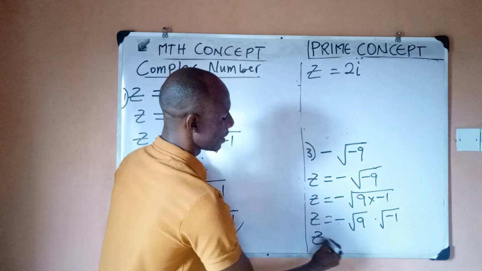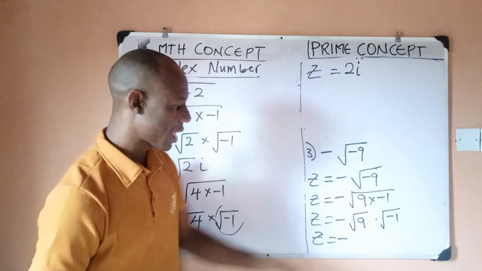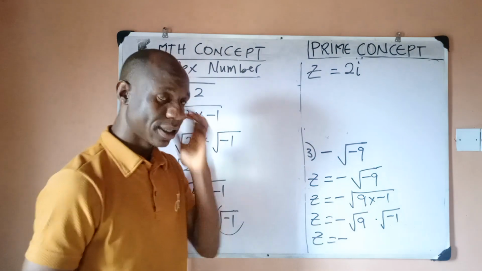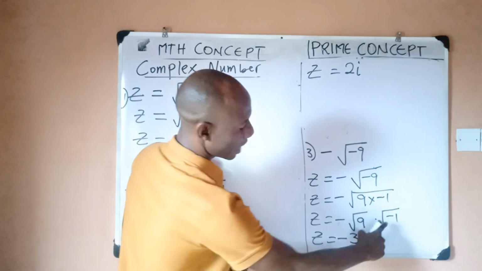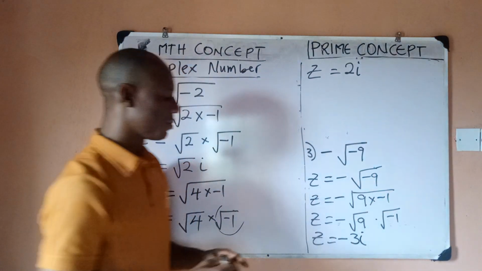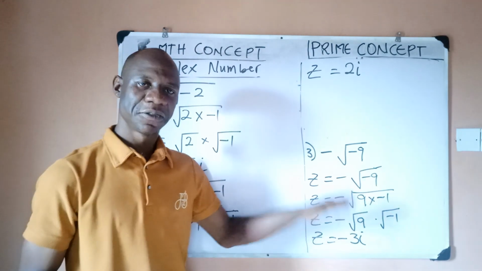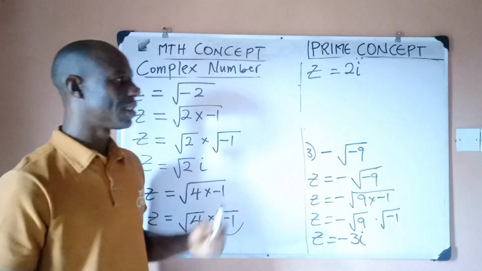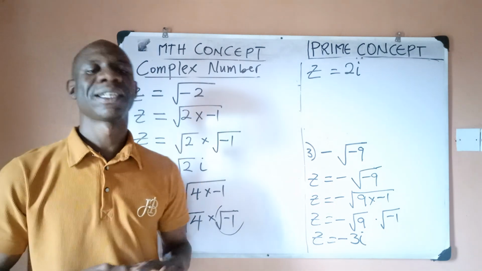So I can then say my z is negative, still outside. And what is the square root of 9? The square root of 9 is 3. So I have negative 3. Now, what is square root of minus 1? It is known as i. So it means that my z is equal to negative 3i. So this is what you should know basically for complex number.